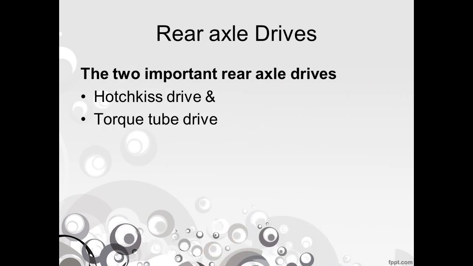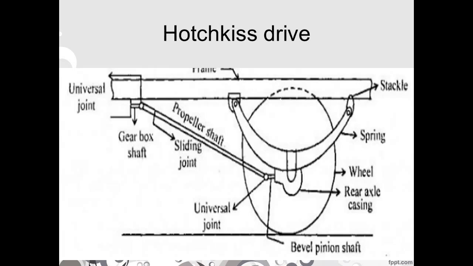With the rear axle drive, the two important types are the Hotchkiss drive and the torque tube drive. Hotchkiss drive. This is the schematic representation of the Hotchkiss drive. It is a simple and widely used system. In this arrangement, the spring, besides taking the weight of the body, also takes the torque reaction, driving thrust, and side forces.